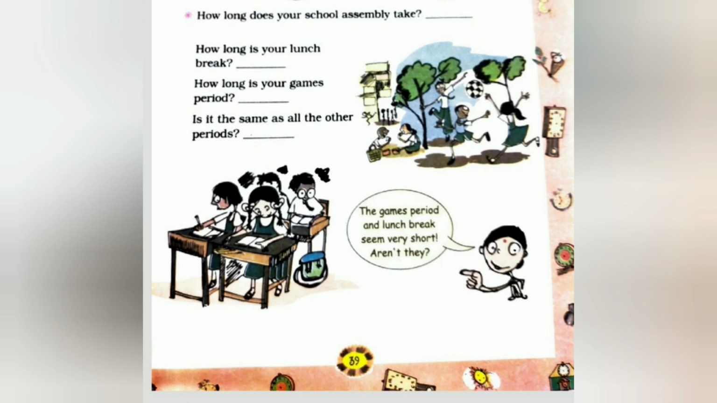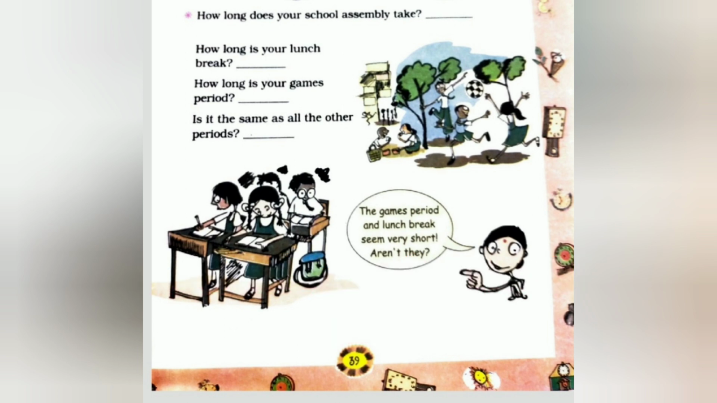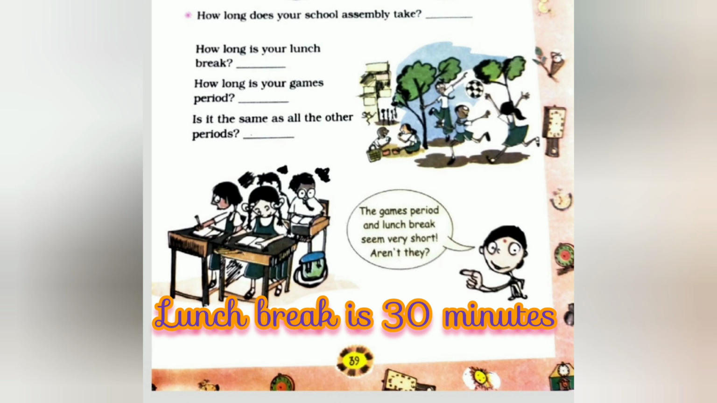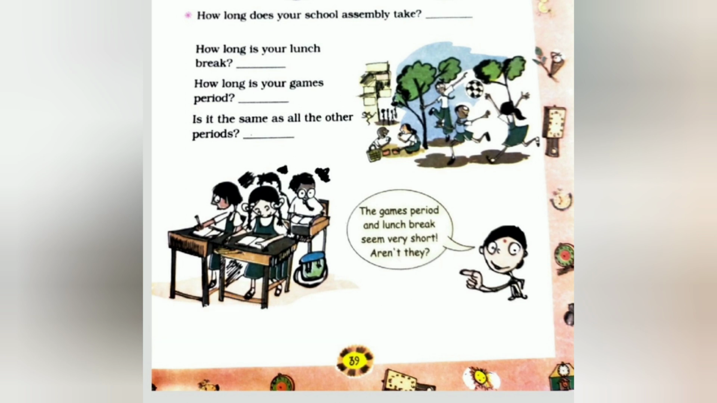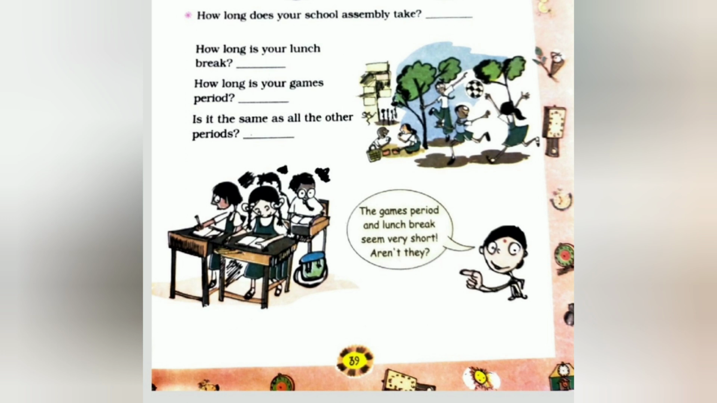Now next exercise. How long does your school assembly take? Students, our school assembly takes 25 minutes. Now next is, how long is your lunch break? So our lunch break is for 30 minutes. Next is, how long is your games period? Our games period is for 30 minutes. Next, is it the same as all the other periods? So yes, it is the same as all the other periods.